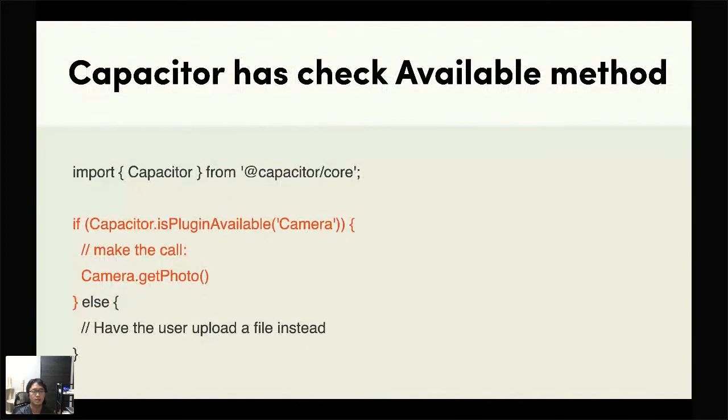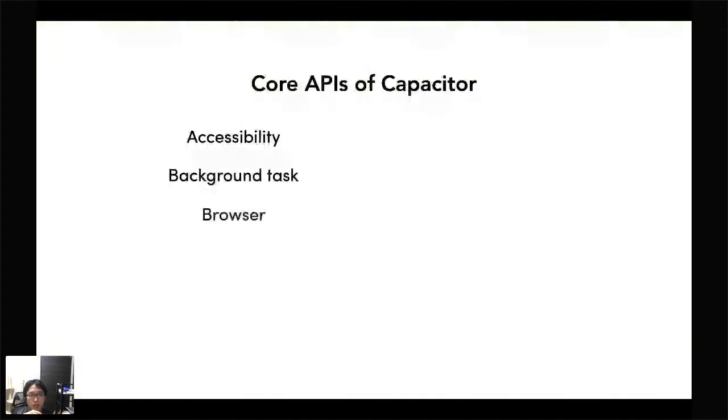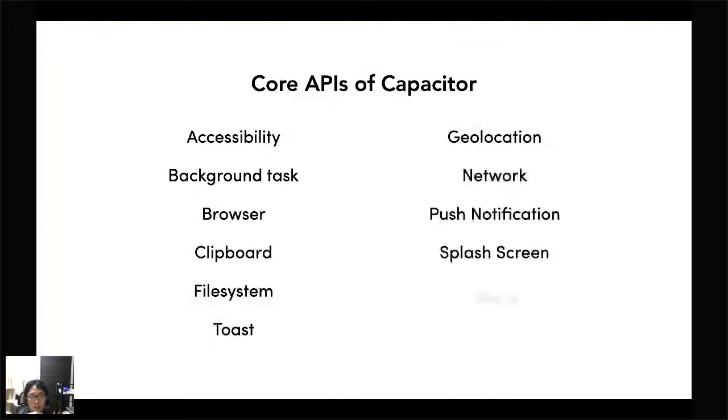And Capacitor provides very many useful APIs. For example, in this code, Capacitor checks whether the camera API is available in your browser. So we can easily check device availability and change the view and functionality. And here's an example list of the core APIs of Capacitor. Capacitor provides accessibility, native background tasks, opening the browser, access to the native clipboard and device file system, toast notifications, geolocation, network status checks, push notifications, and more. So we can easily use these native APIs from JavaScript.